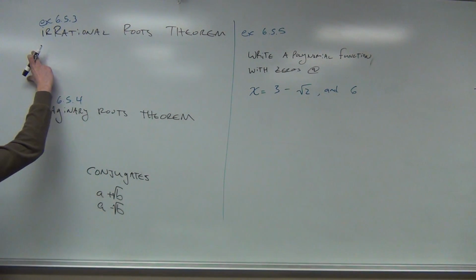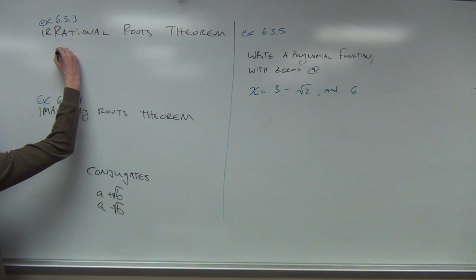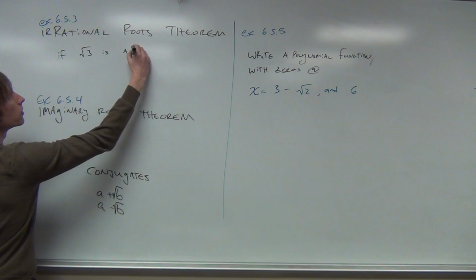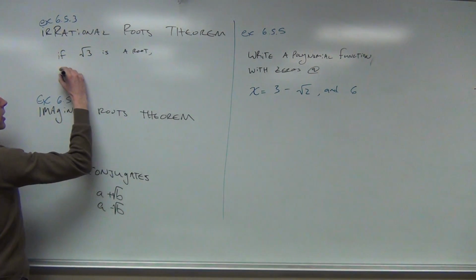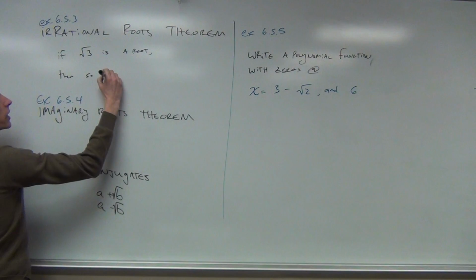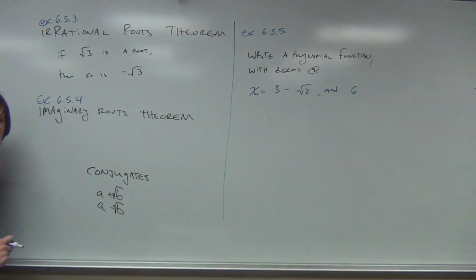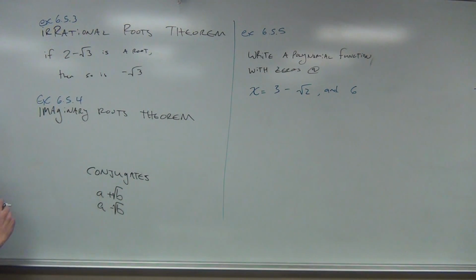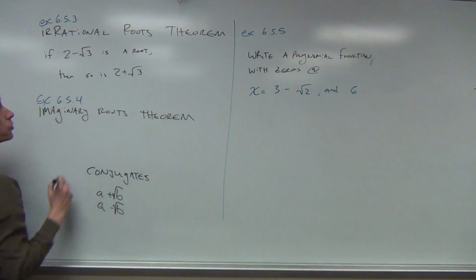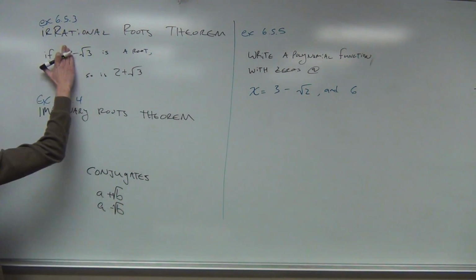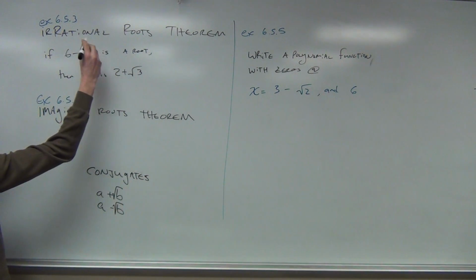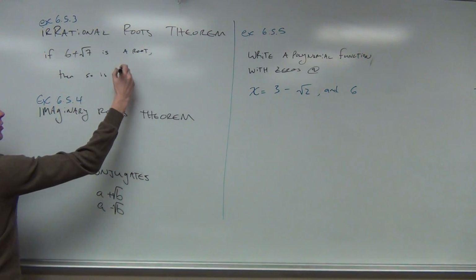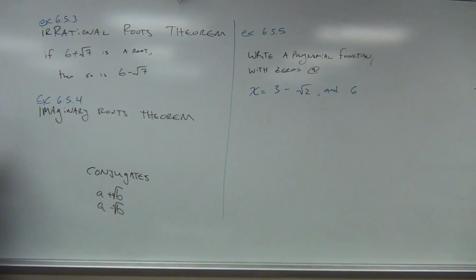So with the irrational roots theorem, I may say if the square root of 3 is a root, then so is the opposite of the square root of 3. If I say 2 minus the square root of 3 is a root, then so is 2 plus the square root of 3. If I say 6 plus the square root of 7 is a root, then I know that 6 minus the square root of 7 is also a root.